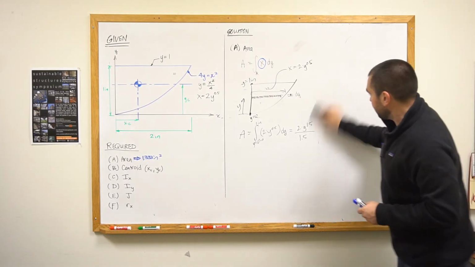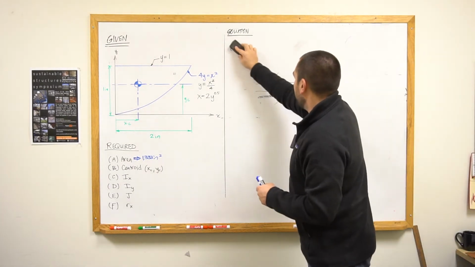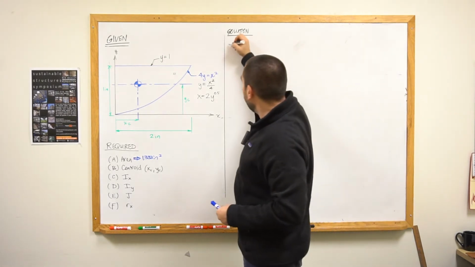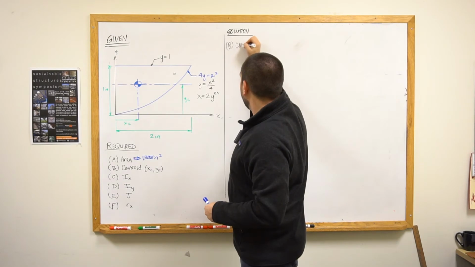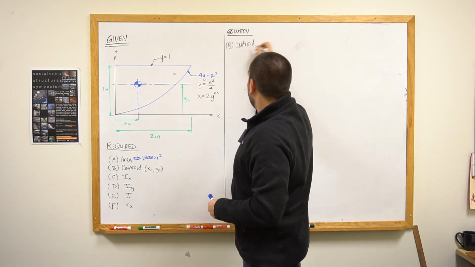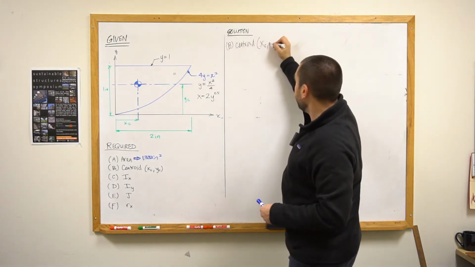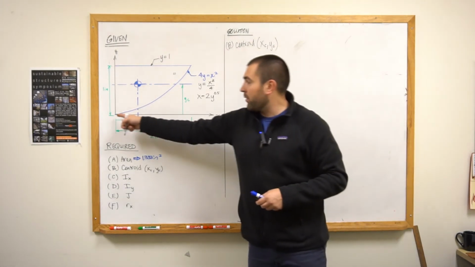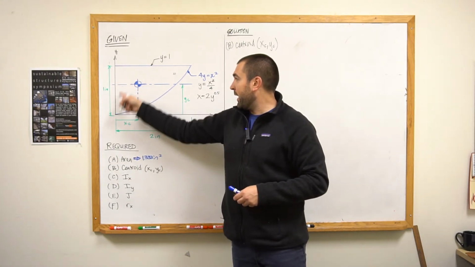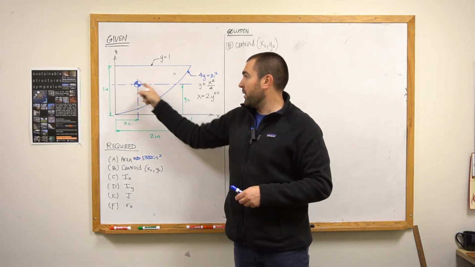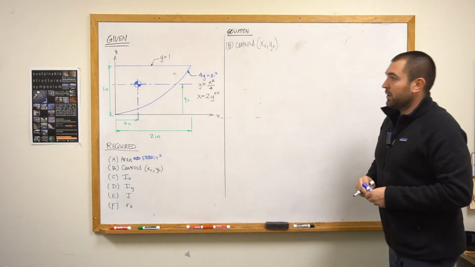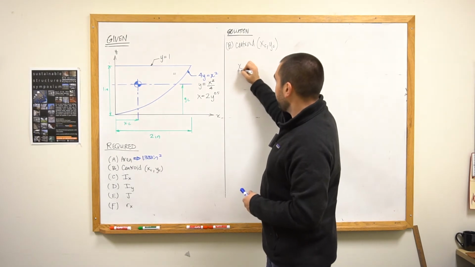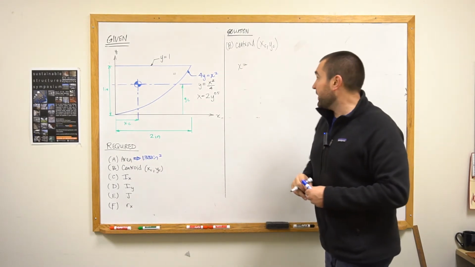Okay, so next, let's talk about part B. Part B is the centroid, and I'll put that down as x sub c, comma, y sub c. We're talking about the x and y coordinates of this location here, the geometric center of this shape. We have a relatively simple equation for that, and we've already calculated half of it, as you'll see in a second.